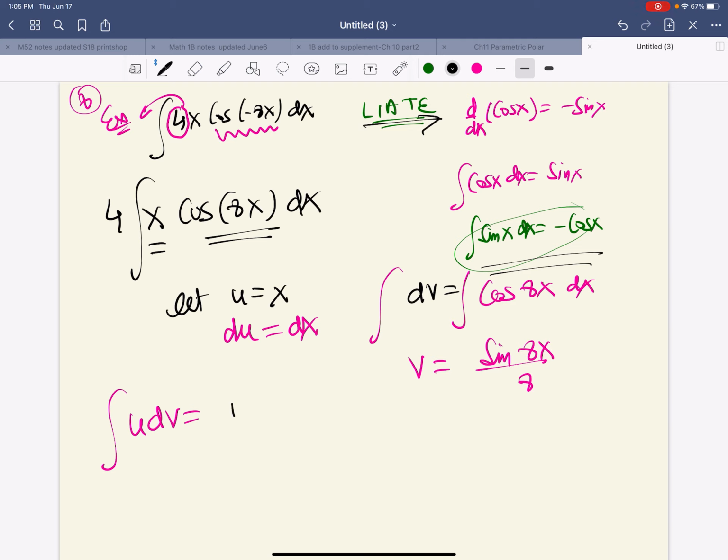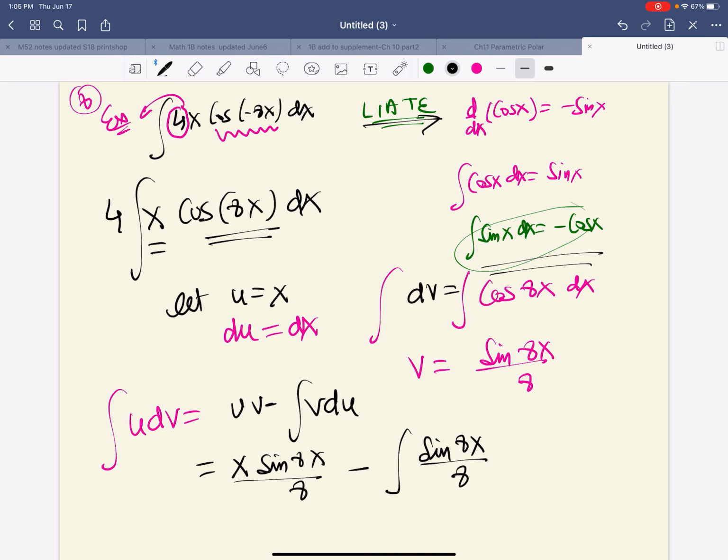And now I'm going to perform the integration by parts. The integral of u dv is equal to uv minus the integral of v du. U times v, u is x and v is sine 8x over 8, minus the integral of v du. V is sine 8x over 8 dx.